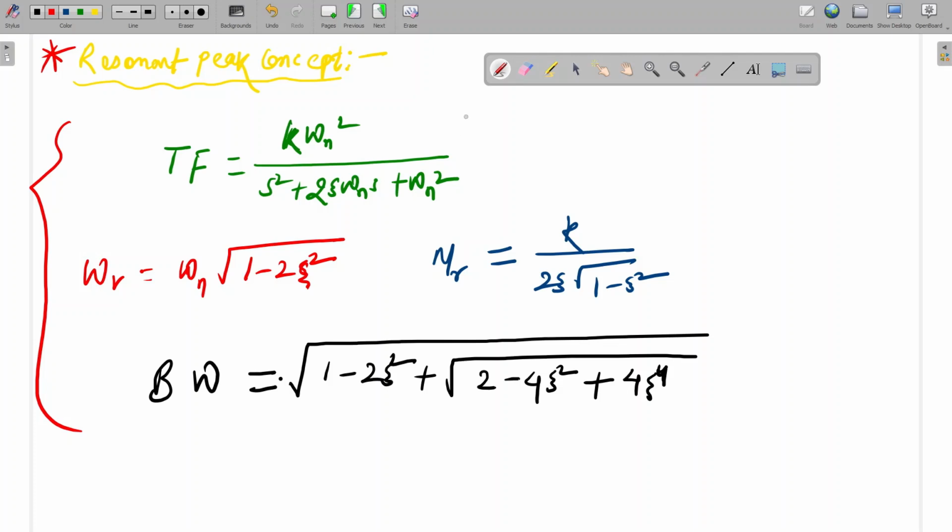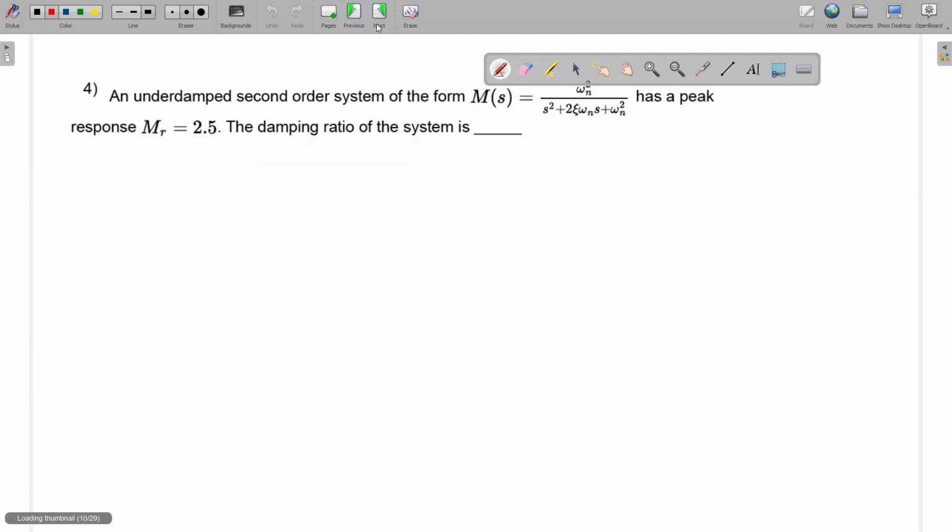So the transfer function will be of this format. Then resonant frequency will be omega r is equal to omega n square root of 1 minus 2 zeta square. And this is the important thing: MR will be K divided by 2 zeta square root of 1 minus zeta square. So this thing we should remember. And the bandwidth formula we also have to remember. If an objective question is framed, we can use this formula. So I'm going to show one question.